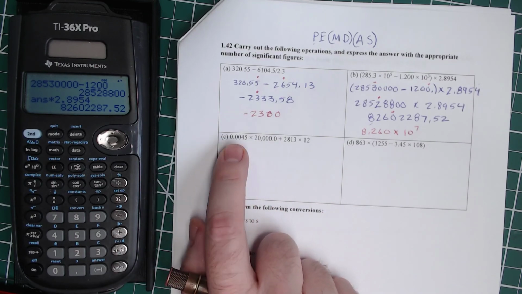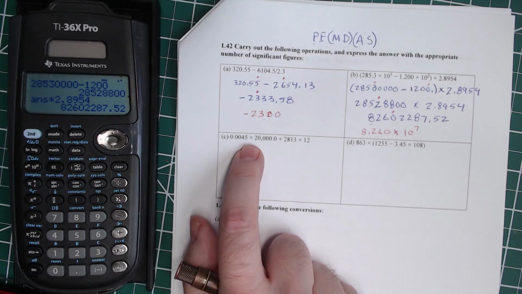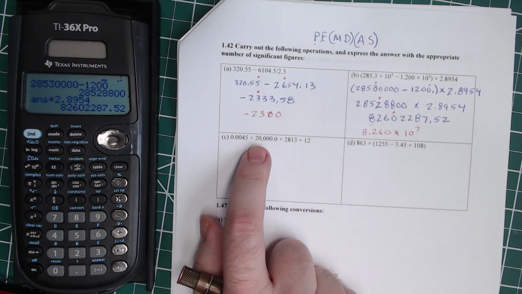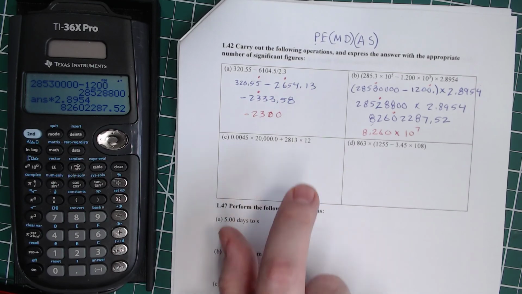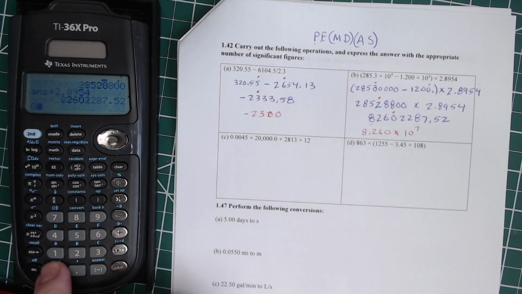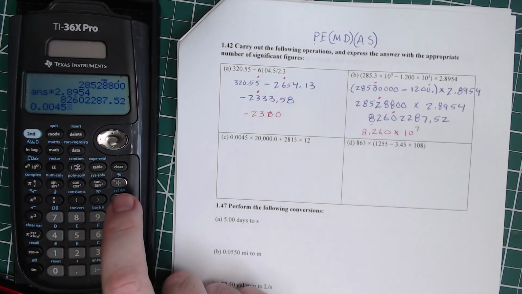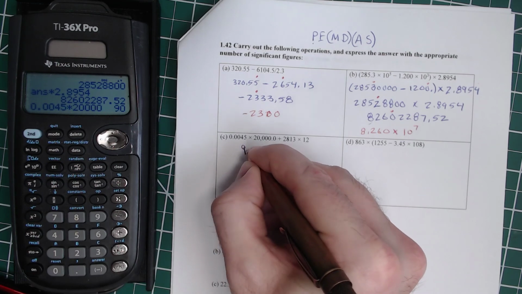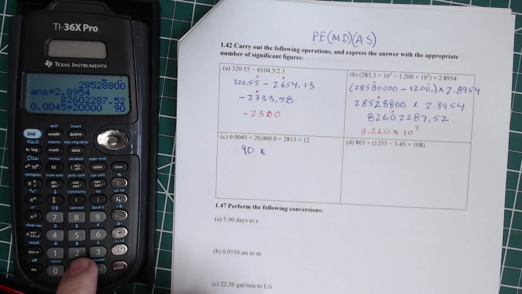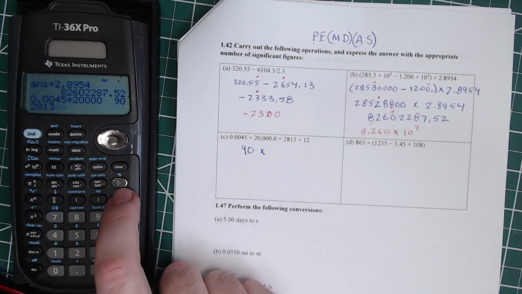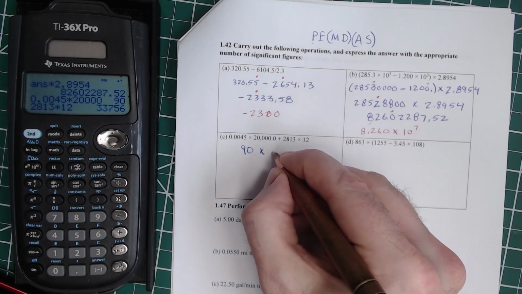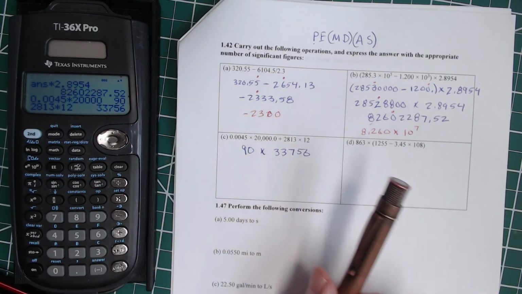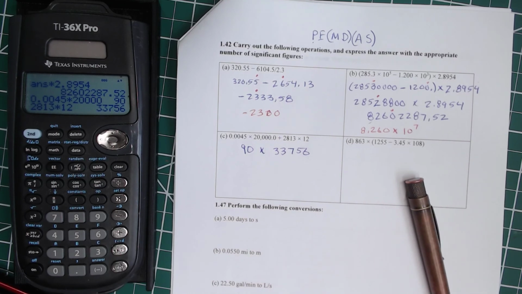Okay, so now let's do this calculation. 0.0045 times 20,000 plus 2813 times 12. Well, we're going to do multiplication first. So I'll do this multiplication and I'll do this multiplication, and I'll just go ahead and put those in there. So 0.0045 times 20,000, and that gives us 90. And then here we have 2813 times 12, and that gives us 33,756. And I see that I have made an error in writing this down.